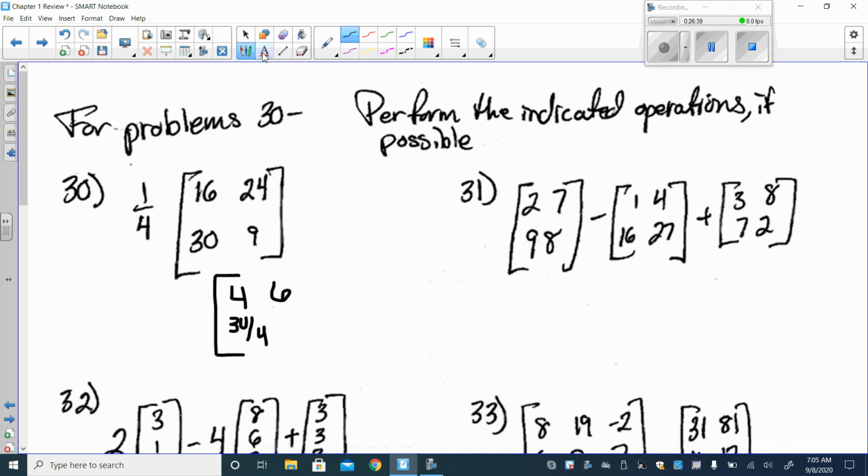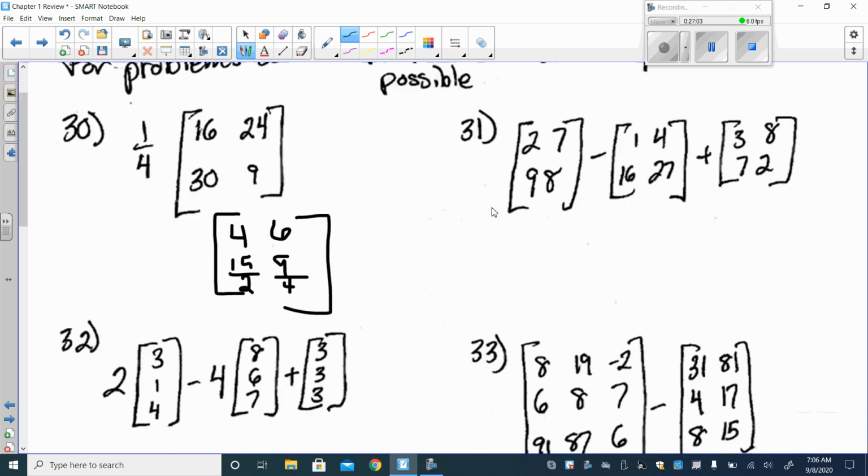They both have a common factor of 2, so we could say that this is the same as 15 halves. And lastly, we have 9 over 4. So we're just multiplying everything by 1/4. It turned out that 16 and 24 did reduce down to whole numbers. It doesn't always work that way, but this one here, it did.